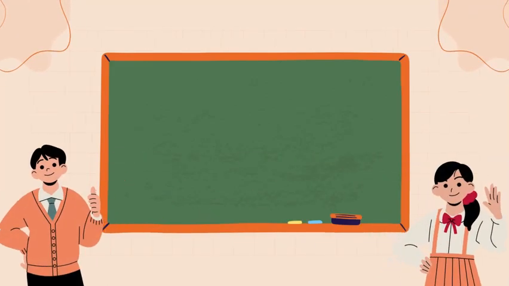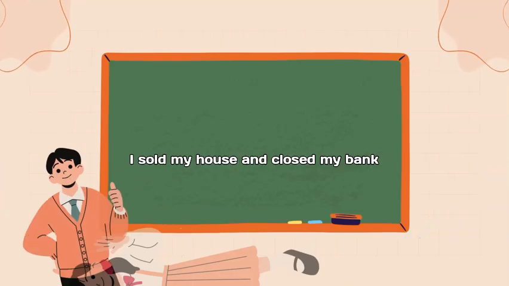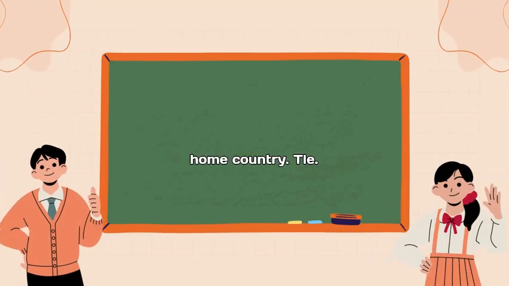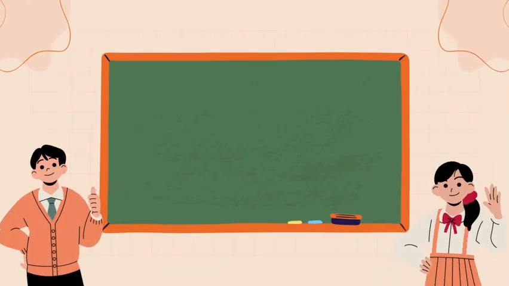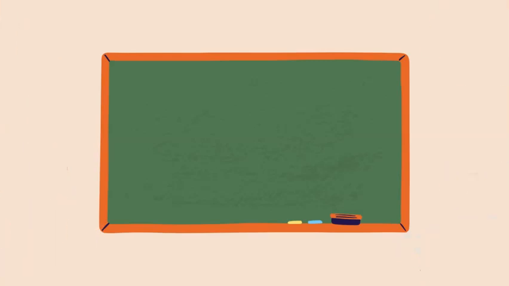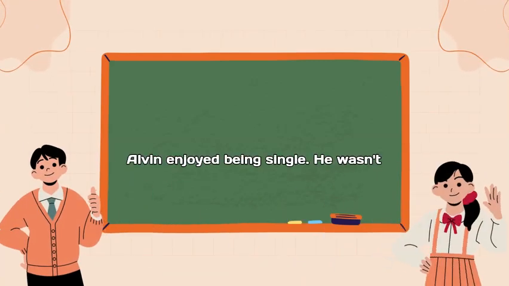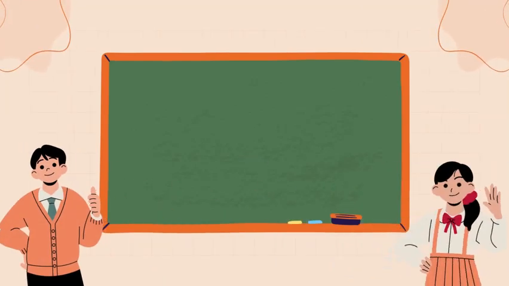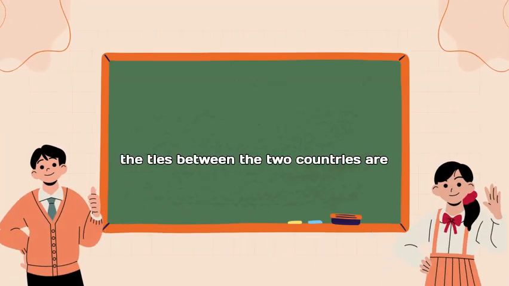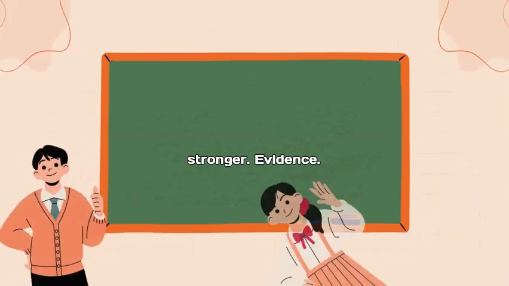Tie. I sold my house and closed my bank account. I don't have any more ties to my home country. Tie. Alvin enjoyed being single. He wasn't ready for the ties of family life. Tie. Diplomatic relations have improved and the ties between the two countries are stronger.